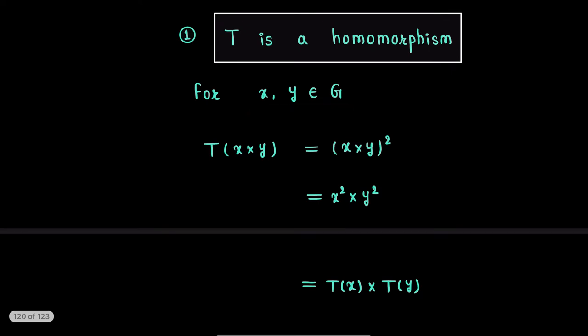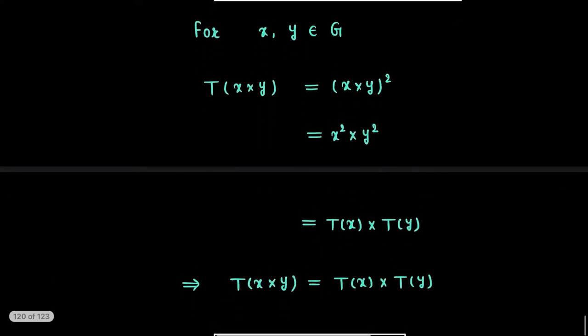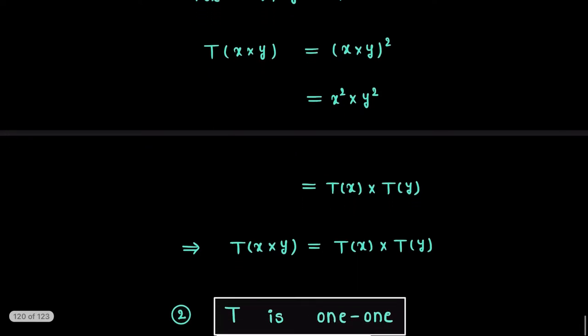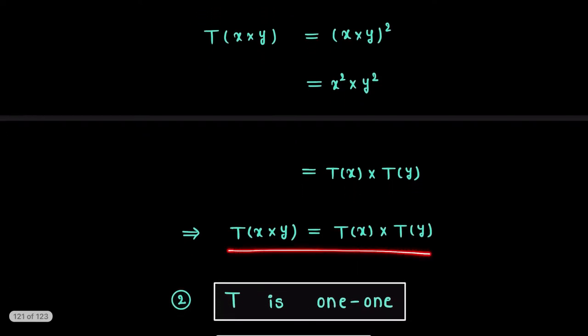in G. Then we have T of x multiplied by y is equal to x multiplied by y, its square. Now as group G is abelian, x multiplied by y square can be written as x square multiplied by y square. Now x square is T of x and y square is T of y. So we get T of x multiplied by y is equal to T of x multiplied by T of y, and therefore T is a homomorphism.